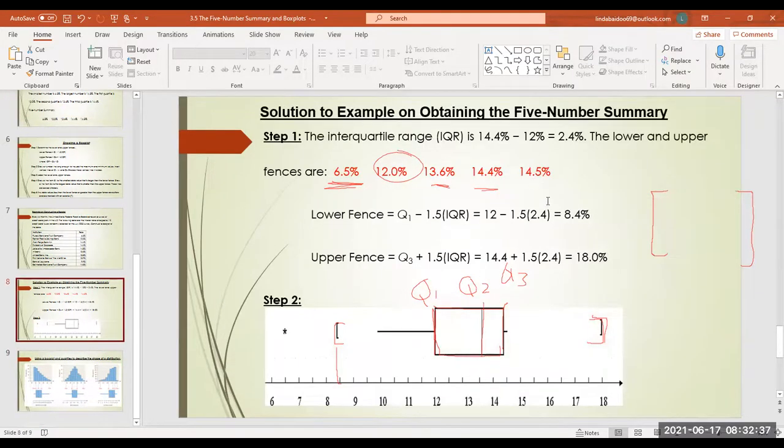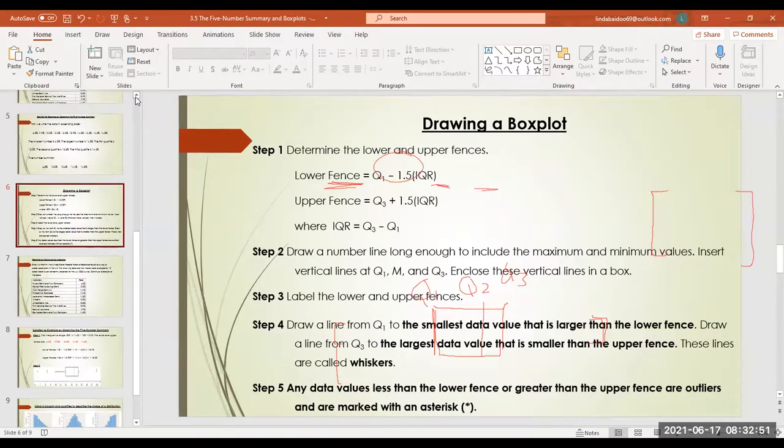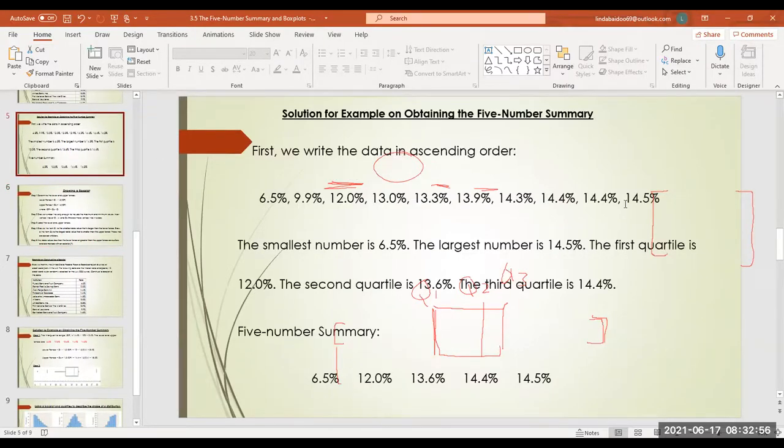For our lower fence, we got that to be 8.4. So now we are going back to our original data set. In that original data set, we are going to insert 8.4, and then we will look for the smallest data value that's larger than 8.4. This is our data values that were given. We just realized that our lower fence, when we calculated, was 8.4. We are now going through this data set, looking for the smallest data value that is larger than 8.4.